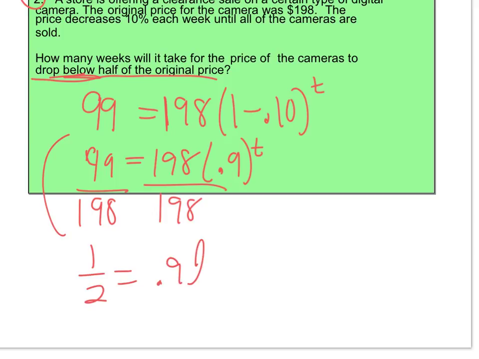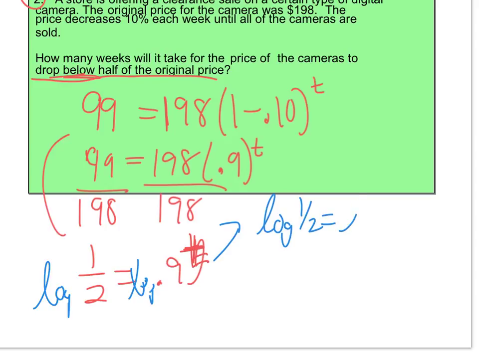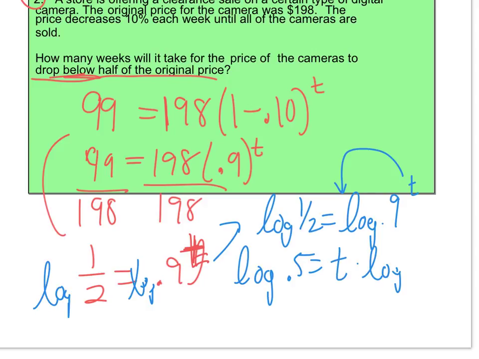Oop, yeah, don't do that. This should be a t raised up here. That's an exponent. So now I want to take the log of both sides. So that's going to be log of 1/2 equals log of 0.9 raised to the t. Then the t can be moved out front. So that's log of 1/2, 0.5, same thing, equals t times log of 0.9. So now divide both sides by log of 0.9.